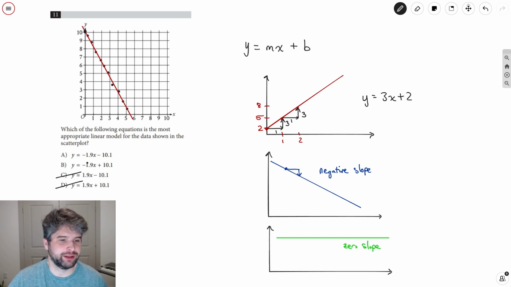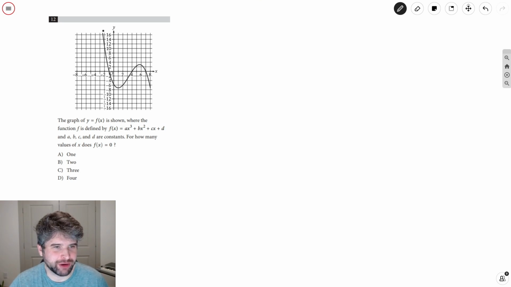And this slope, we don't even really have to calculate it. We've narrowed it down based on the fact that all these slopes are just positive 1.9 or negative 1.9. And so we see a negative slope here and a positive y-intercept, and we're done. B is the answer.